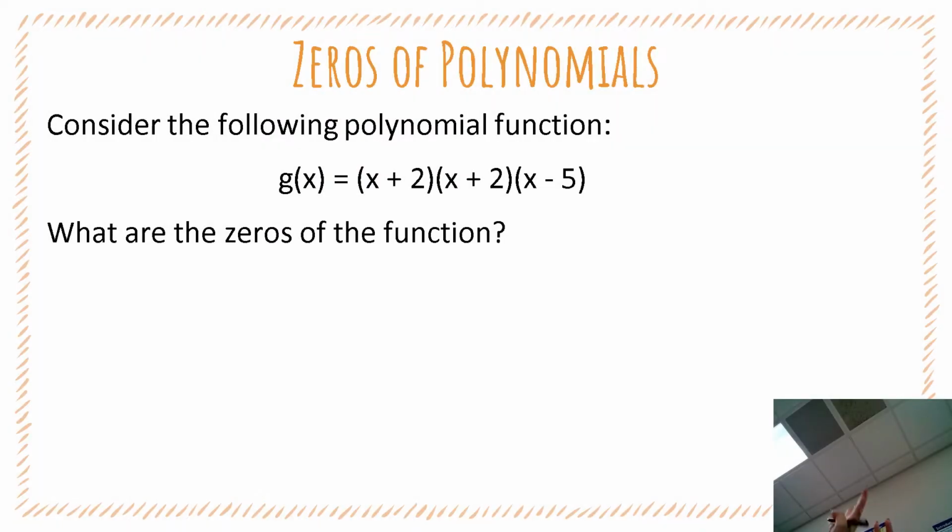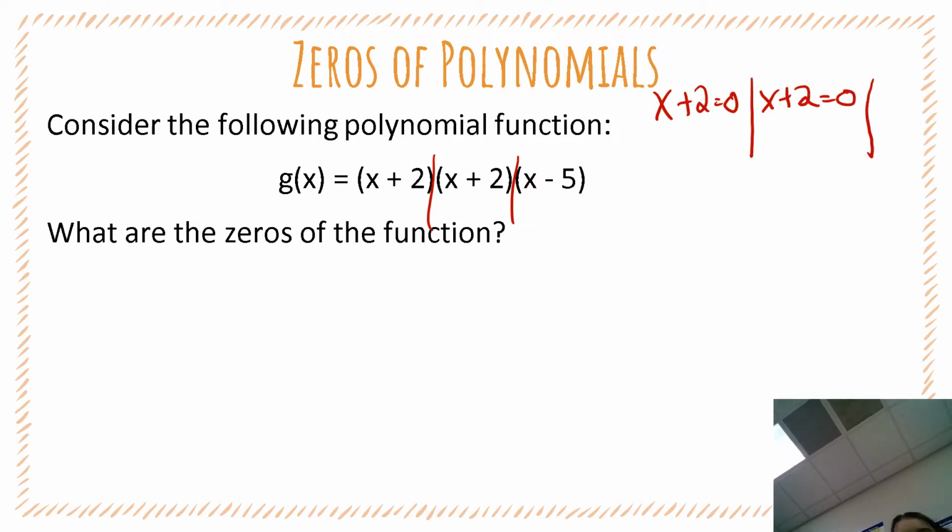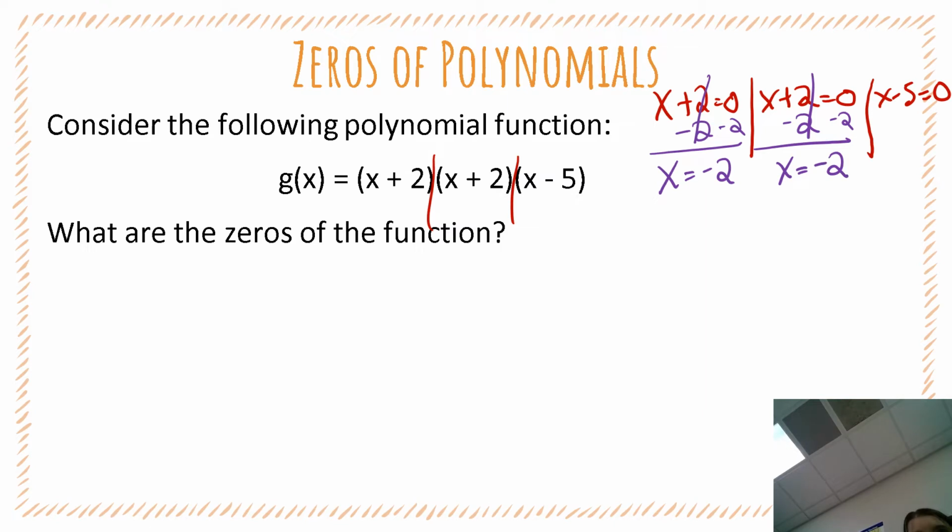All right, so they give us this polynomial equation that's already factored, just to review how we find a zero. So remember, we would set each factor equal to 0. So we would set x plus 2 equal to 0, x plus 2 equal to 0, x minus 5 equal to 0. And each time we would solve for x to see what our x-intercept is. So for the first one, we would subtract the 2 and get negative 2. The second one, we would also subtract the 2, get negative 2. And the last one, we would have to add the 5 and get positive 5.